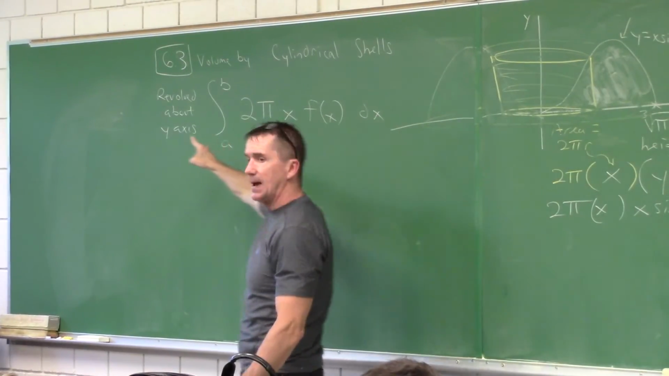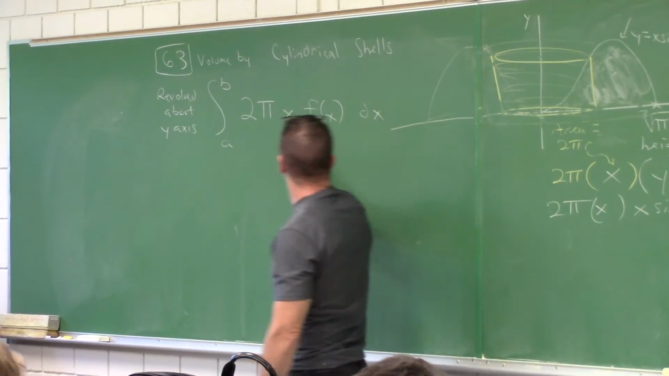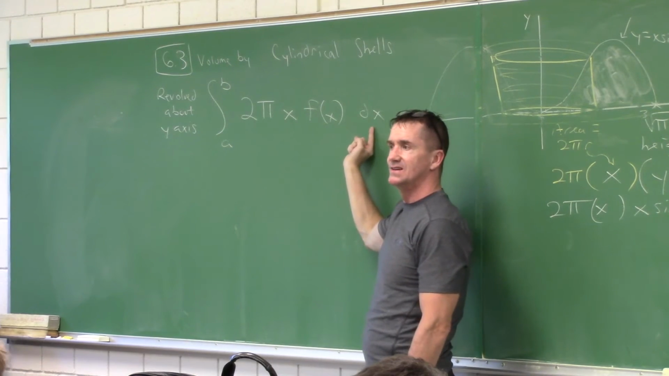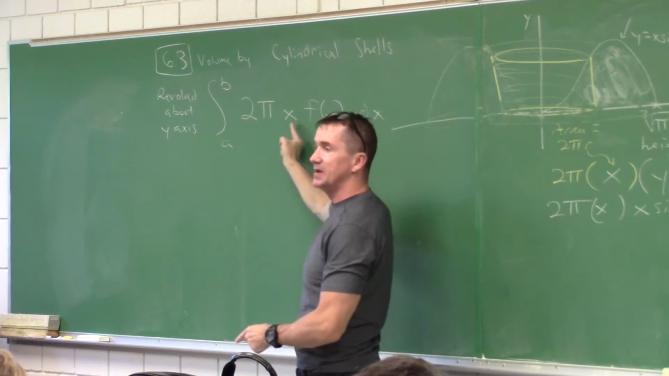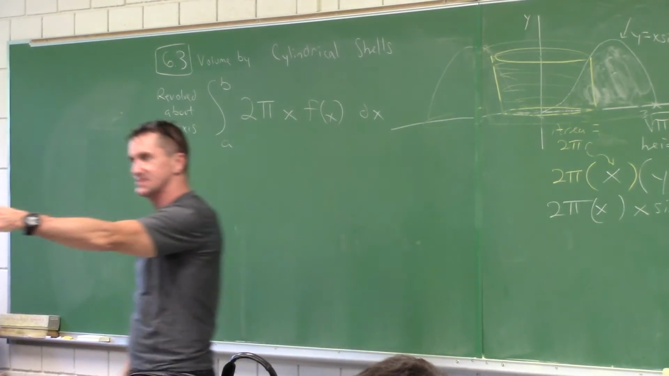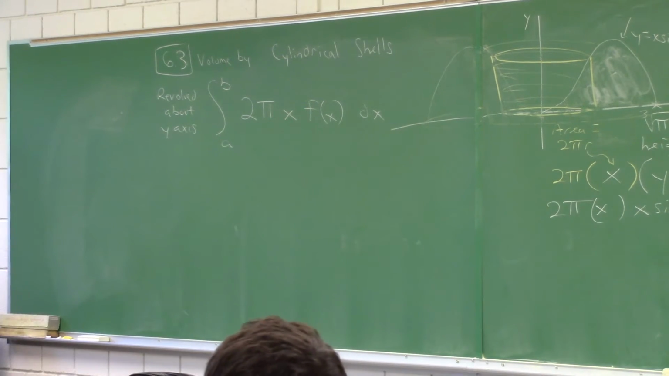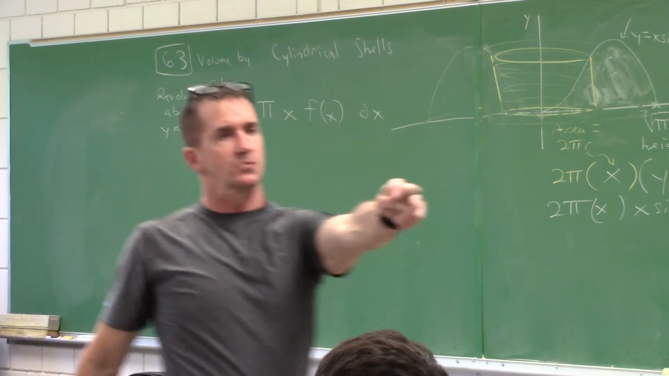By the cylindrical shells method, if you're revolving about the y-axis, everything is in terms of what letter? dx. And then these values will be x values. These limits here will be x. I didn't want that to trick you, but that's what happens with cylindrical shells.